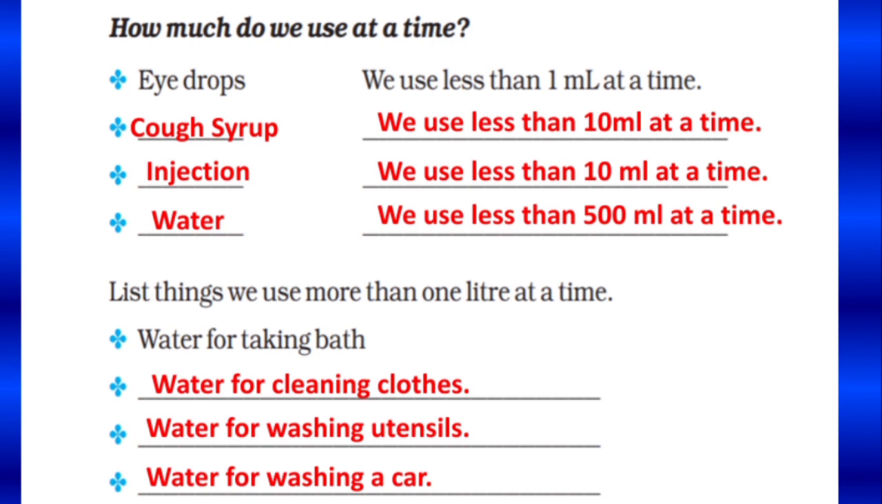Water, you will be using from 500 ml to 1 liter at a time. So less than 500 ml or 1 liter at a time. List things we use more than 1 liter at a time. So water for taking bath, water for cleaning clothes, washing utensils, washing a car, you'll need more than 1 liter of water at a time.